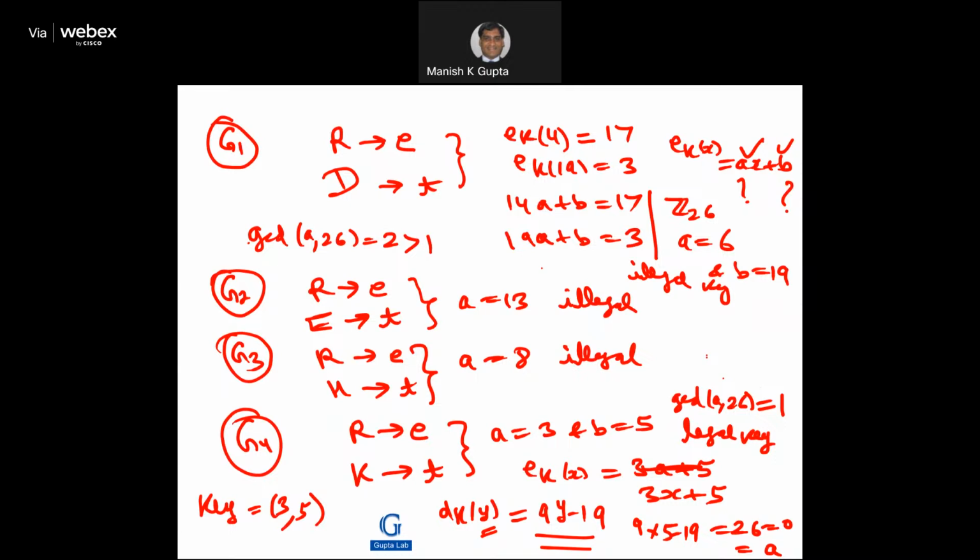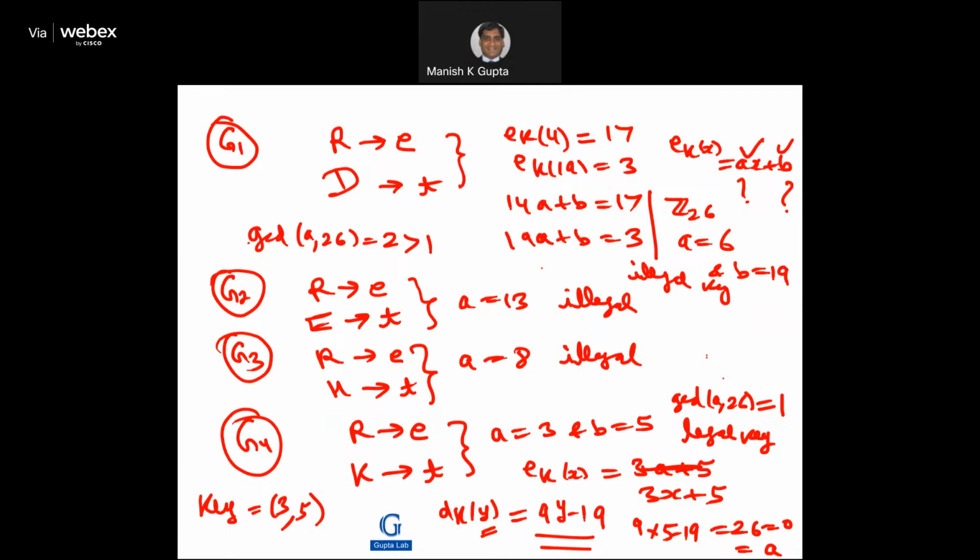So now we have this equation, so we can solve it, right? You will see that one solution is a equal to 6 and b equal to 19. You can plug in and see they satisfy the equations. But is it our actual key? So a is 6 and b is 19. Actually, it is an illegal key.